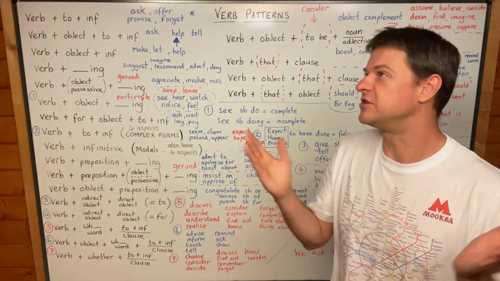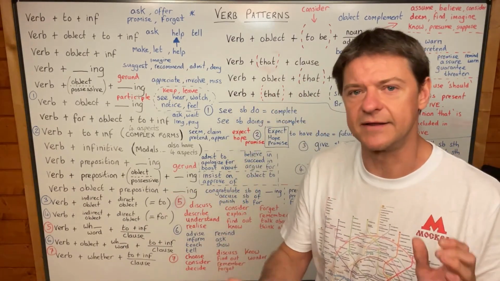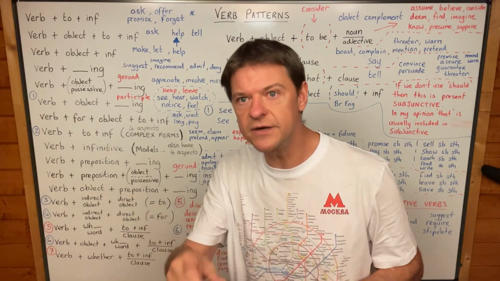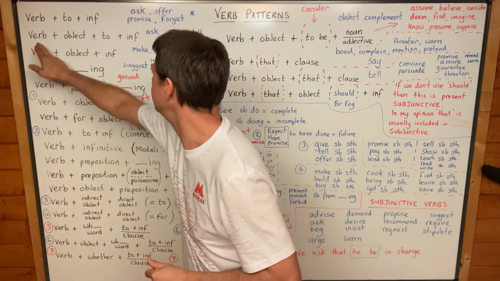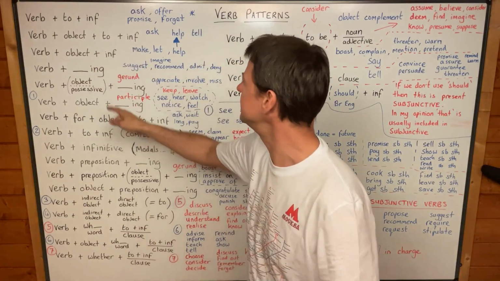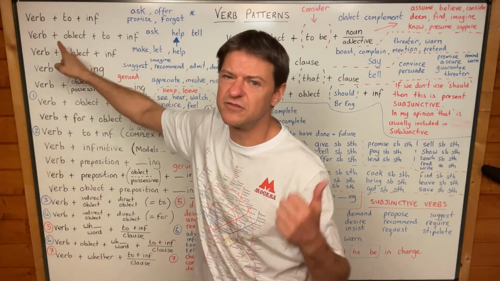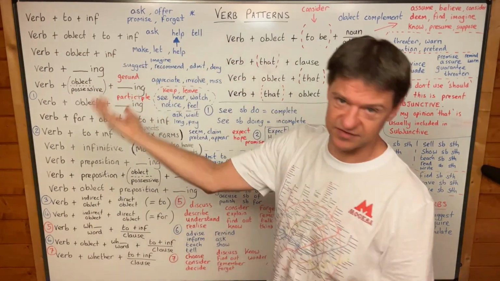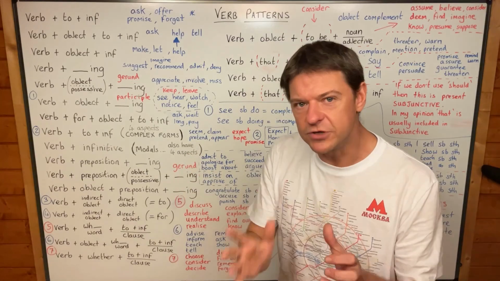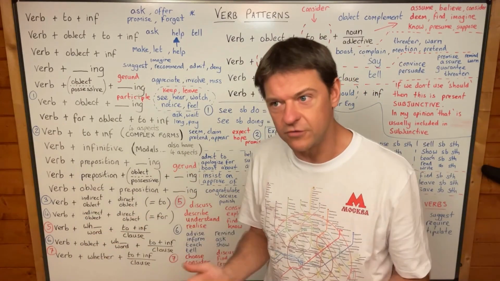And so when you learn a new verb like persuade, you should learn straight away that it's persuade someone to do something. So it's verb plus object plus to plus infinitive. Yeah, persuade someone. That's what object means very often, someone or something. Persuade someone to do something. Yeah, that's how I want you to learn new verbs, because then you learn the whole story.